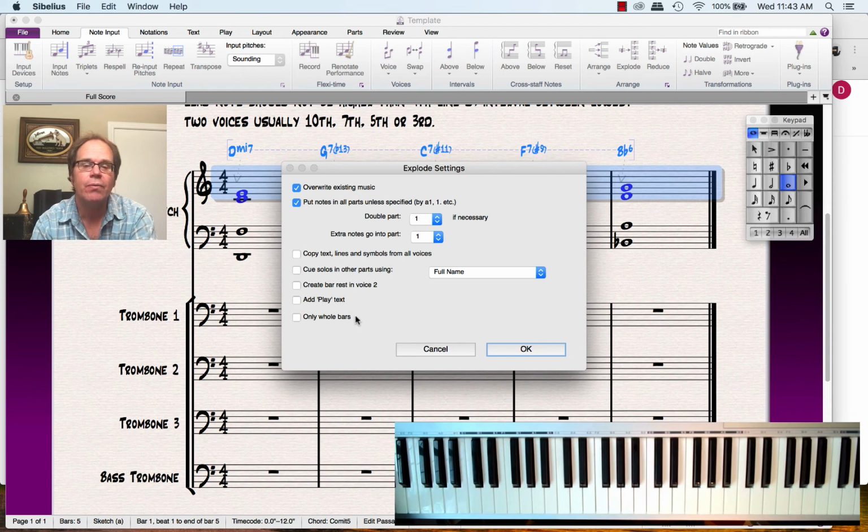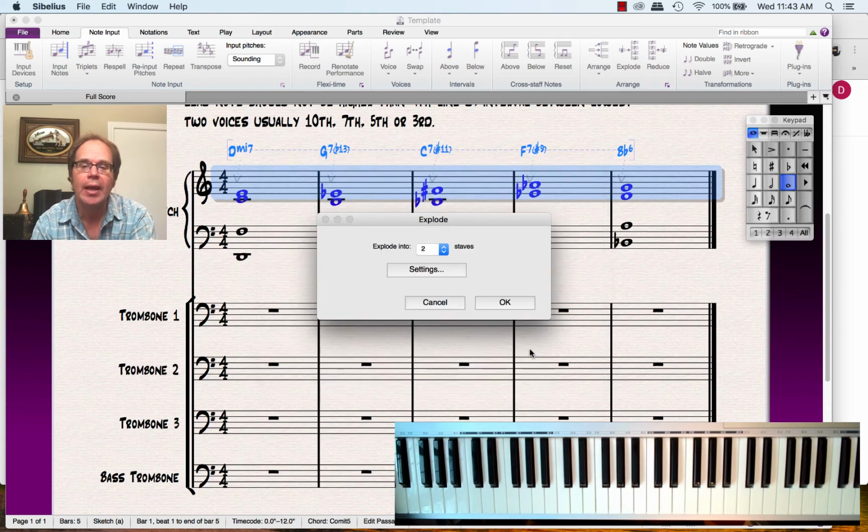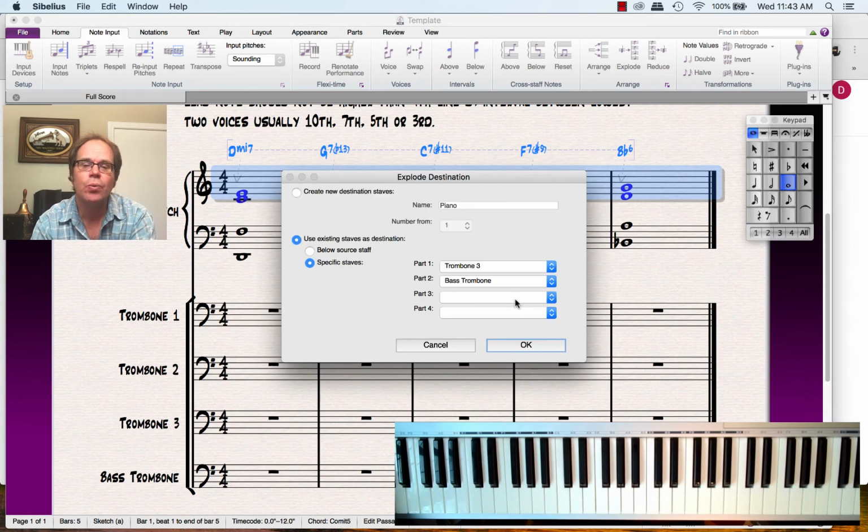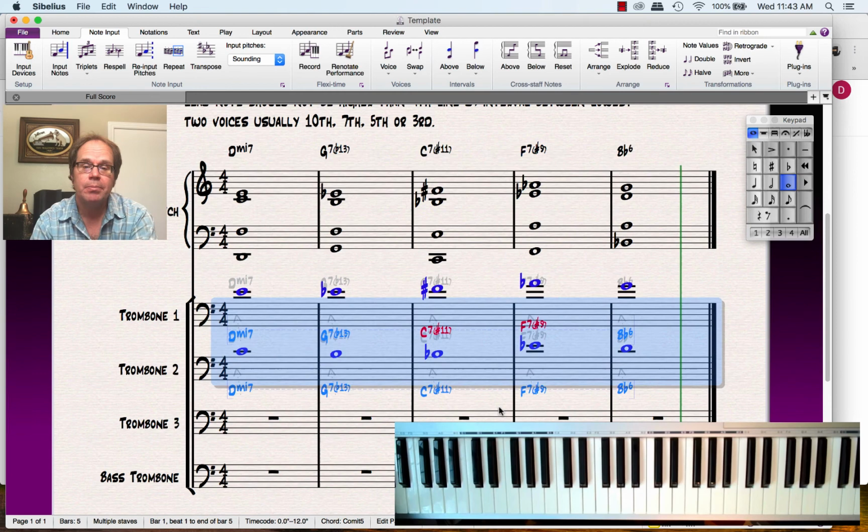I think this stuff is better for choir music, if you're trying to explode this into 4, like SATB. Anyway, let's see what happens here. So you hit OK, and then it asks you where you want this stuff put. Do you want to create new destination staves for it? That's one way we could start. But I already have my trombone staves here. So I'm going to explode these two into the trombone 1 and trombone 2 staves. It's pretty cool. Watch what happens. Boom, puts them in there.